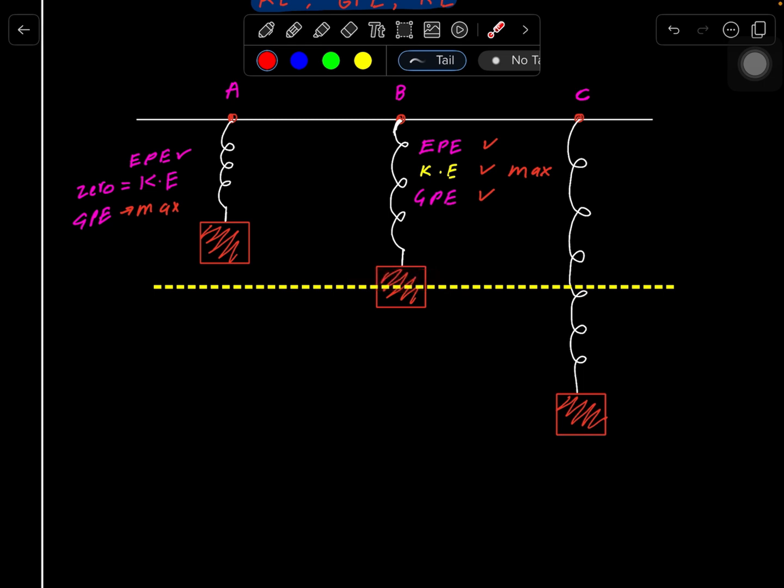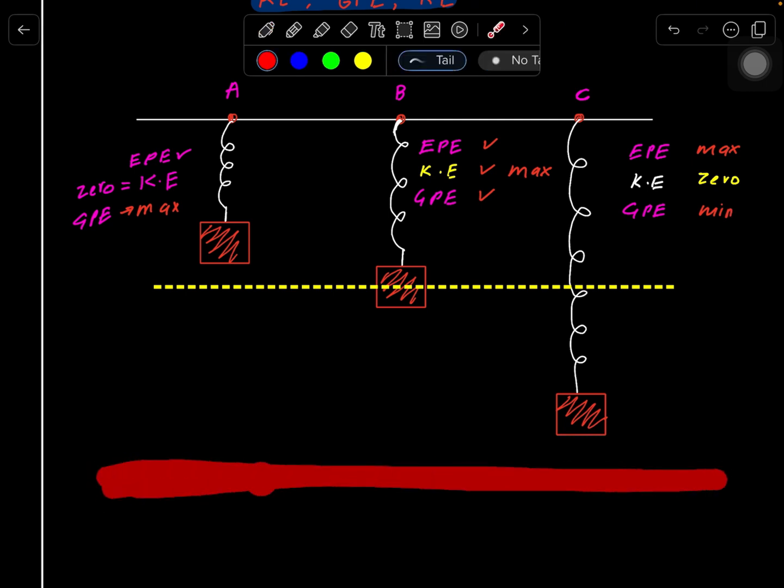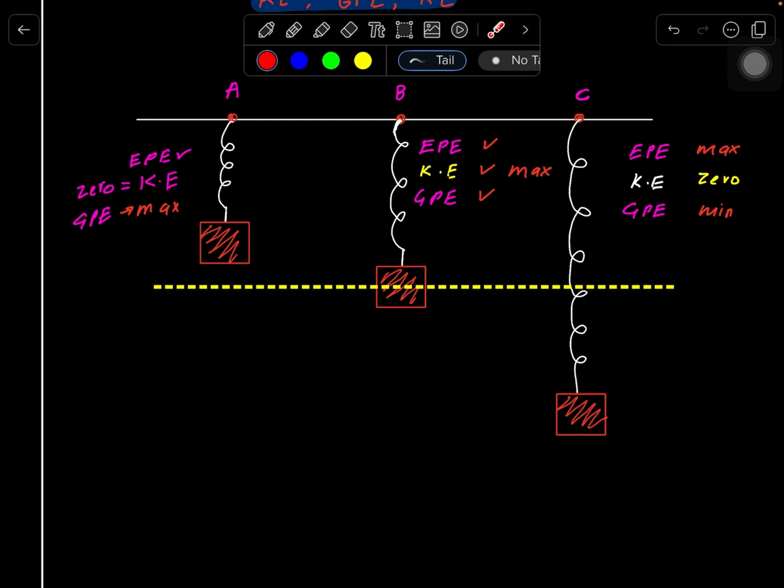At position C, the spring is stretched to its maximum. So the elastic potential energy is maximum. The kinetic energy here is zero again because when the spring is at its lowest, it momentarily stops before it can go up. So when it momentarily stops, its velocity is zero. So the kinetic energy is zero, and the gravitational potential energy is minimum because it's closest to the ground. Okay? The less the height, the less the gravitational potential energy.